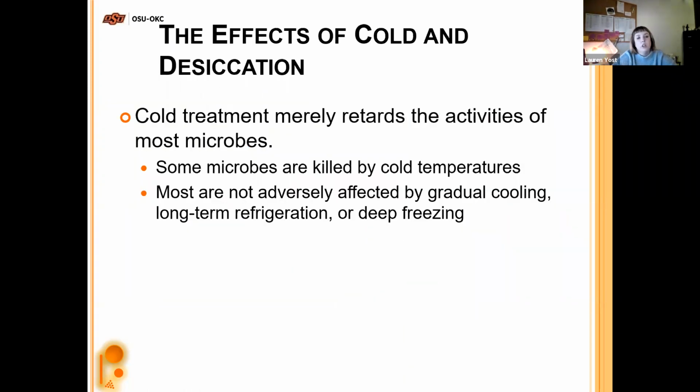So cold treatment retards the activity. So I'm talking about slows the activity. In order to slow the activity of that organism, you will have to get it to a certain temperature that actually works for that organism, but it's not going to be dead. You still have to get the thing out of the freezer and then cook it in order to make it safe.